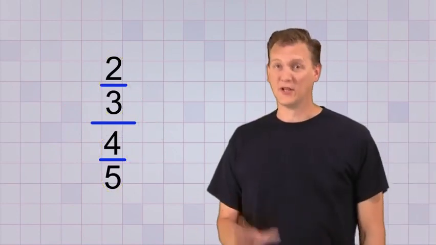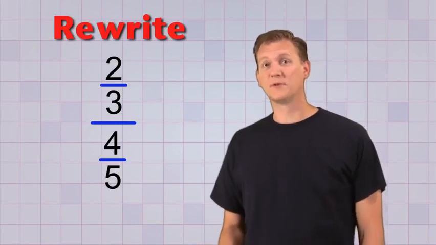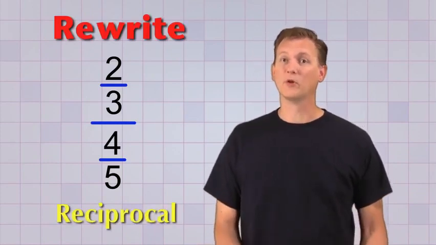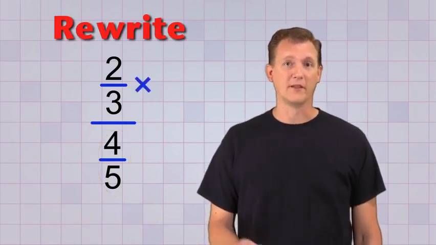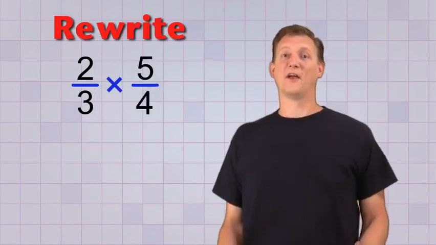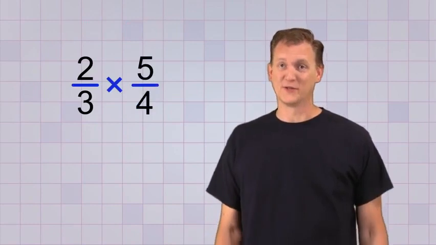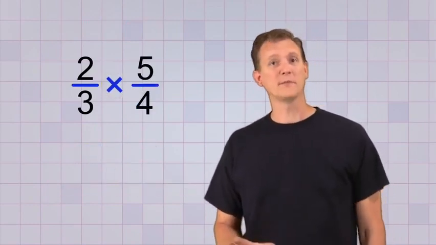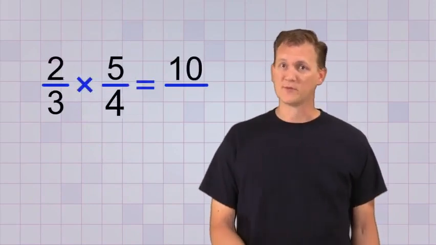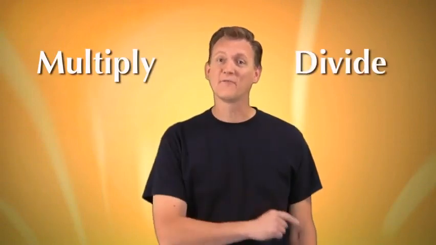But we can make it look a lot better. Let's rewrite this as a multiplication problem by taking the reciprocal of the bottom number, the fraction that we're dividing by, and multiplying it by the fraction on top. There. That looks easier to do, and it's really the same problem. We just need to multiply to get the answer. So 2 times 5 equals 10, and 3 times 4 equals 12. Okay, so there you have it. What sounded really hard turns out to be as easy as flipping fractions upside down. If you can multiply fractions, then you can divide fractions too.